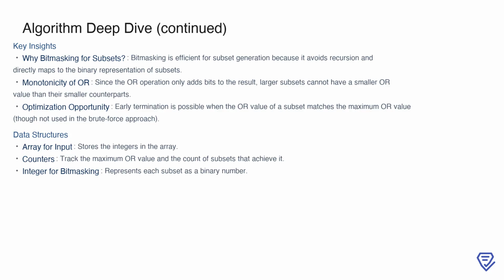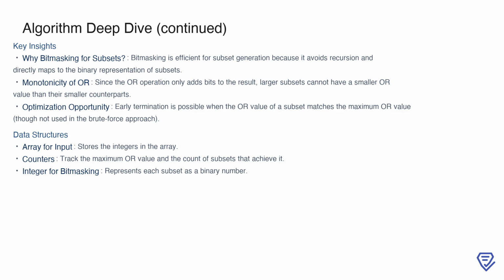Another key insight is the monotonicity of the OR operation. Since adding elements to a subset can only maintain or increase its OR value, larger subsets will never have a smaller OR than their smaller counterparts. This property also provides an opportunity for optimization. For example, if a subset's OR value already matches the known maximum, we could terminate processing for that subset early. However, in the brute force approach we're discussing, we do not use this optimization.